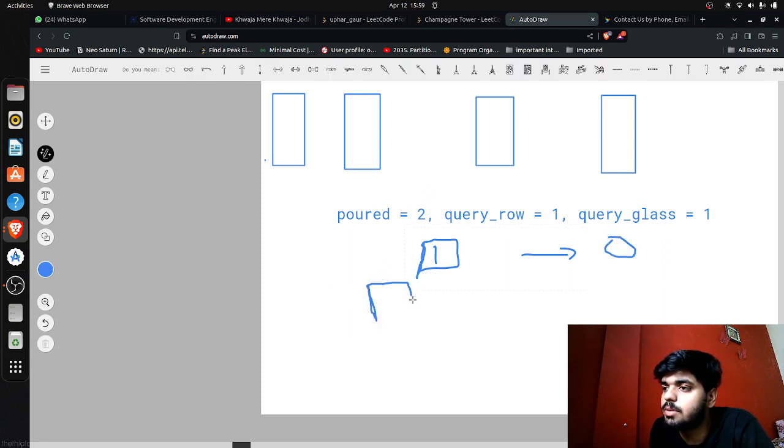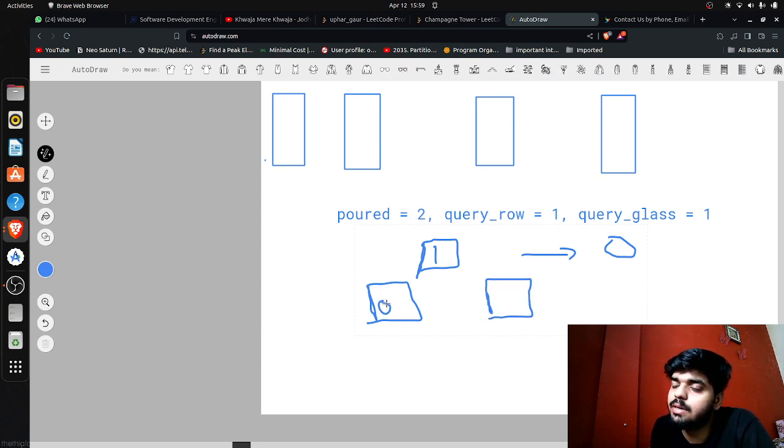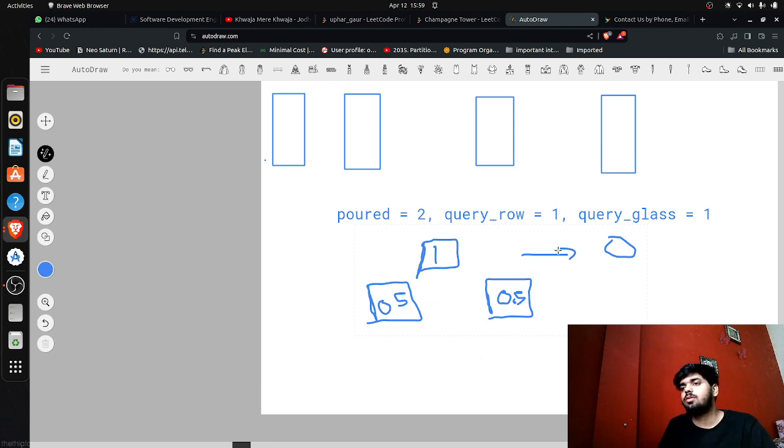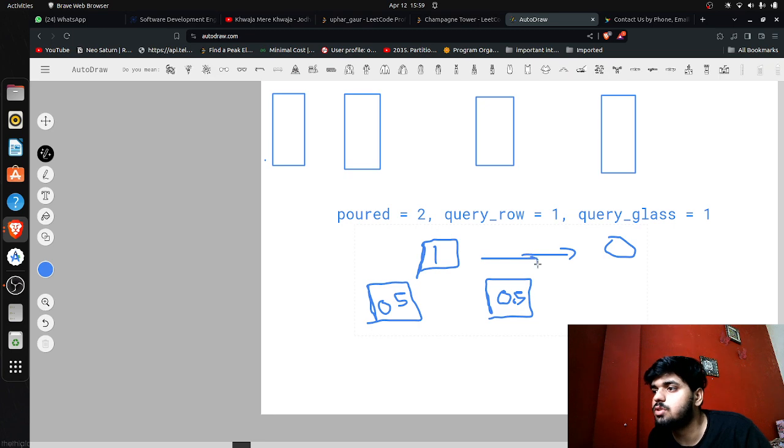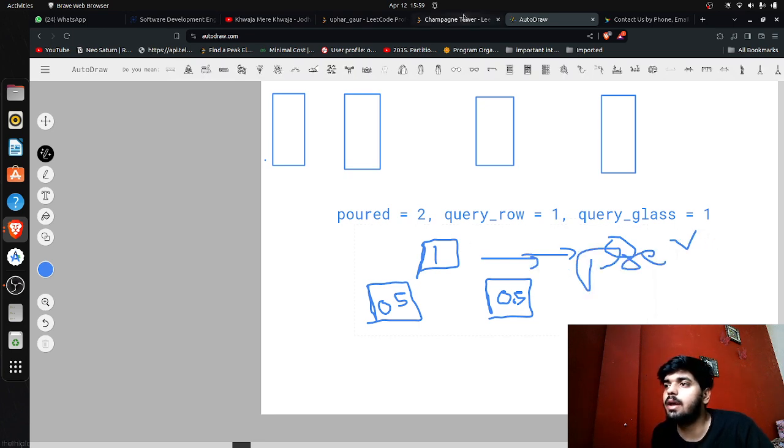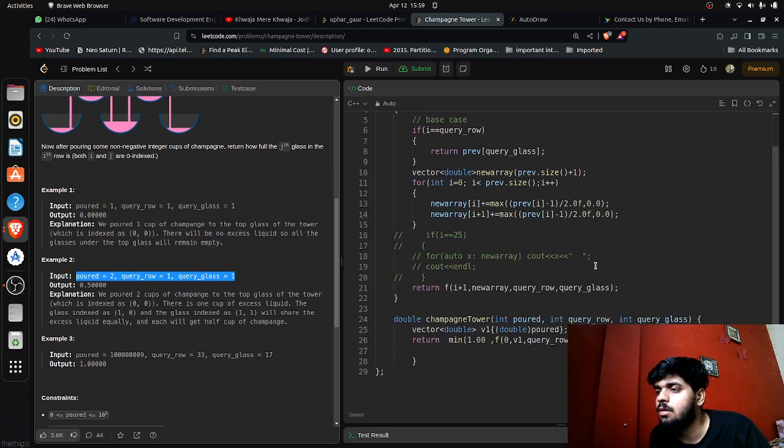Here we are distributing. Poured is 1 left, and then over here we will be storing 0.5 and 0.5. One unit of fluid is used and the other 0.5 and 0.5 is distributed. So like this we are using it. What we are actually storing is the previous amount left. Okay, so I'll directly jump into the code.